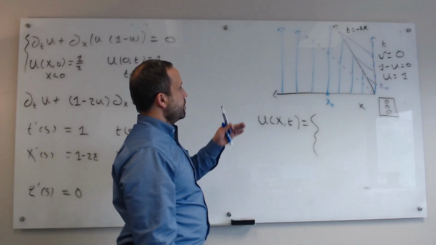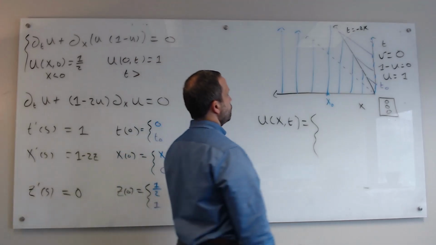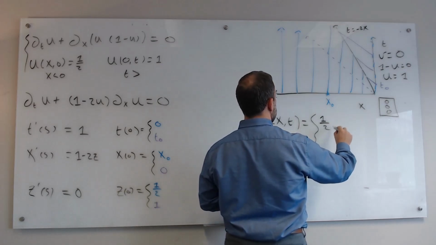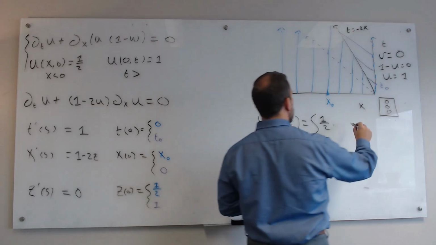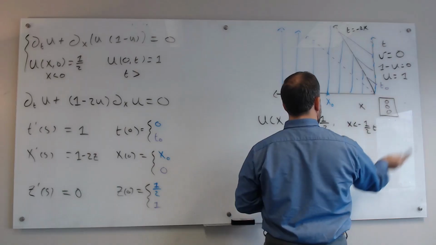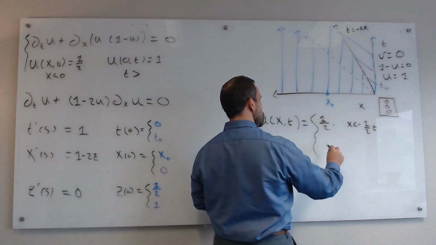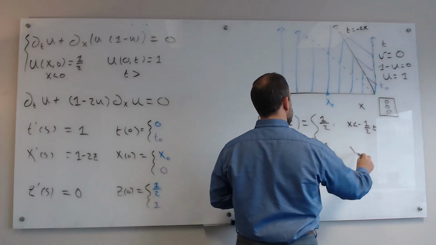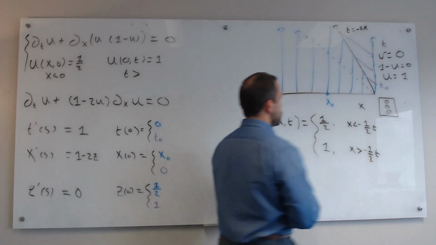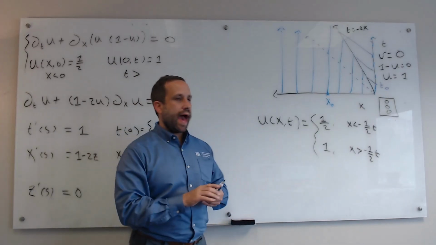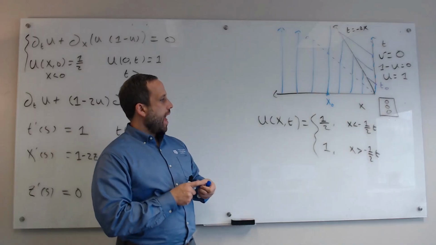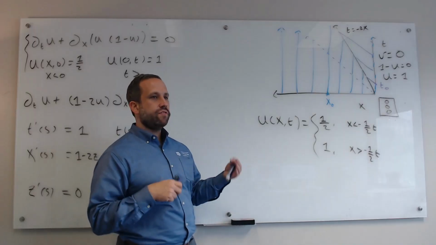So to the left of the shock, let me write it like this. We're going to have 1/2 over here. That's to the left of the shock, that's for x less than minus 1/2 t. And it's going to be equal to 1 for x greater than minus 1/2 t. Okay, so what we have is this shock that is propagating backwards at a speed that is 1/2 the maximum velocity.